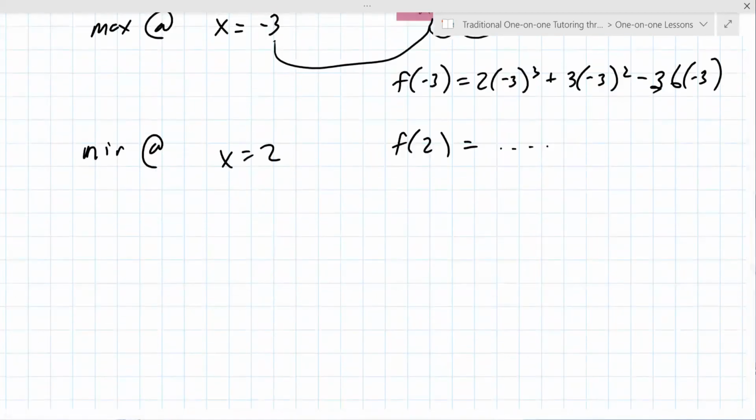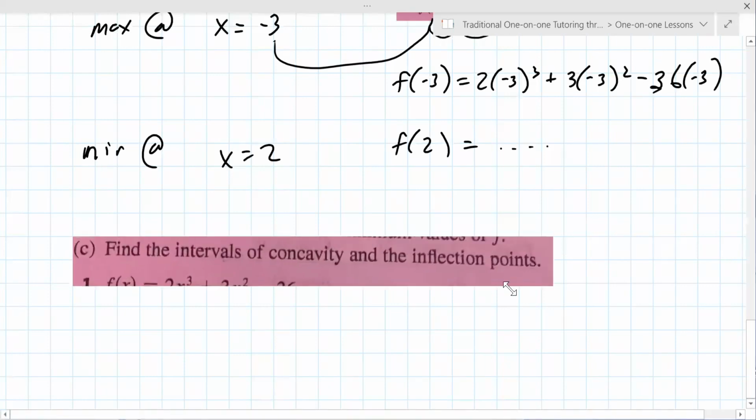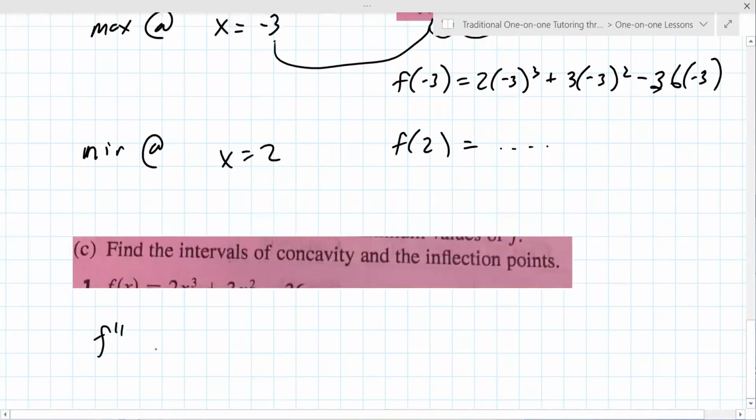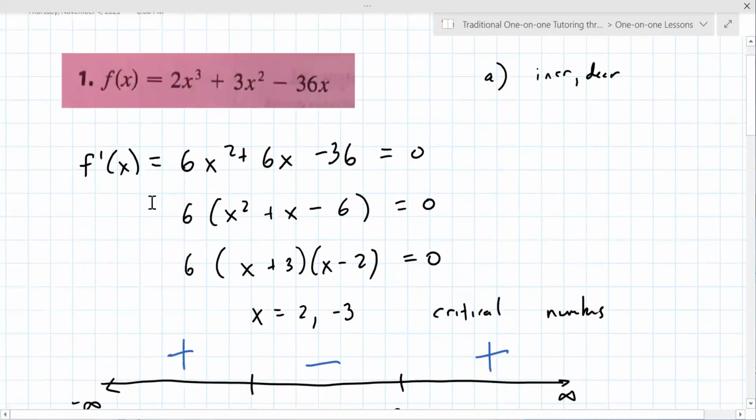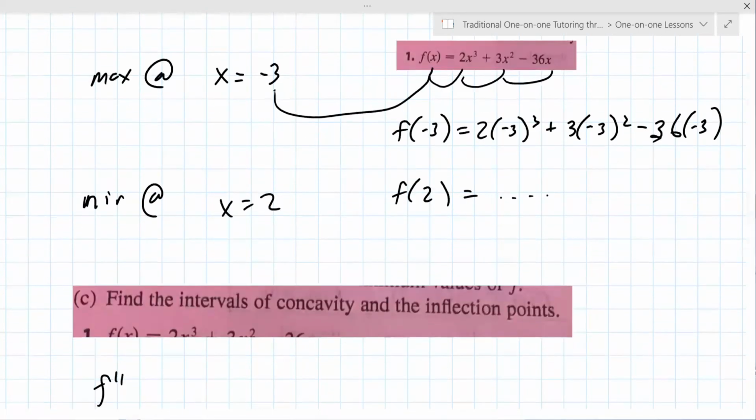All right, now part C. Part C, intervals of concavity and inflection points. Okay, so to do this, you need the second derivative. I'll make this more compact in the next one, but we want to go back to the line that is not reduced, believe it or not. You want this line right here from your derivative. That's where you go here.